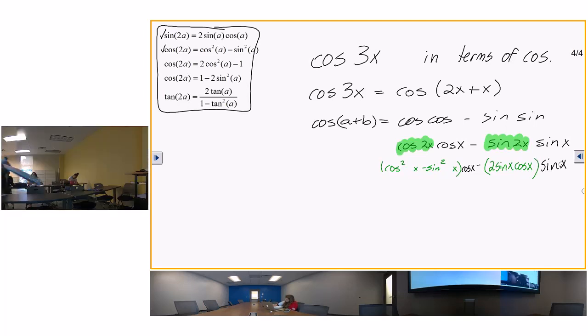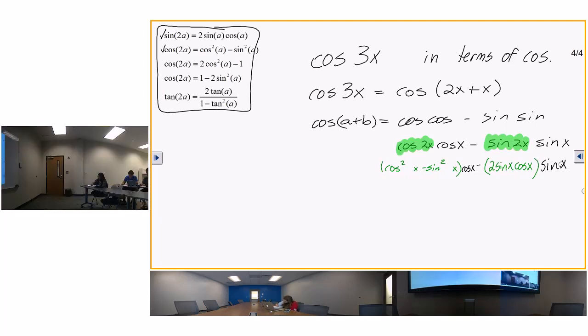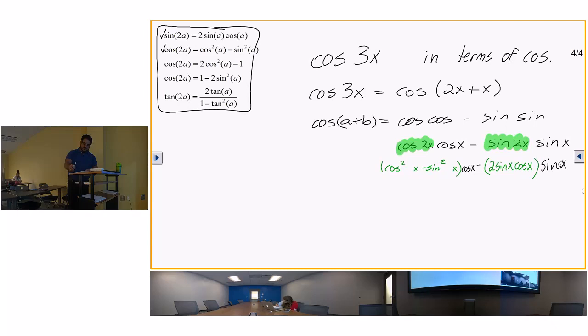So let's see how good you are. Let's see how good your algebra skills are. And I would say there's probably 4 to 5 steps left.